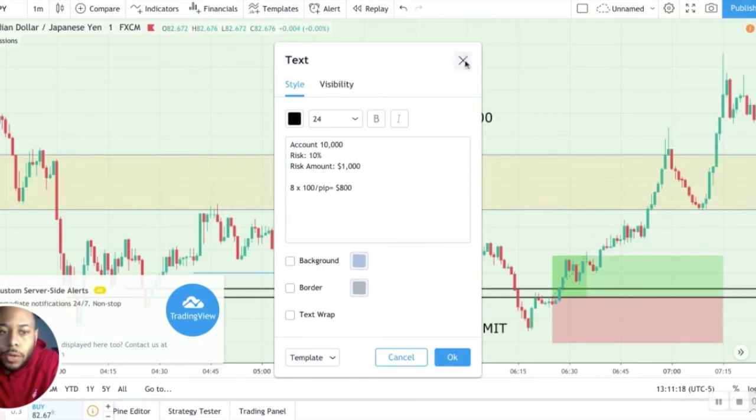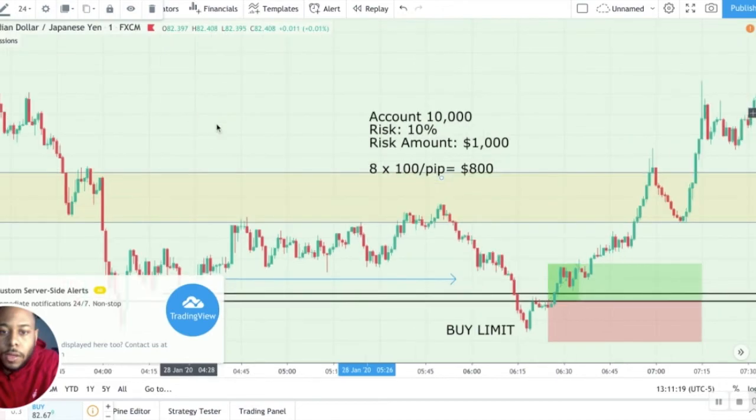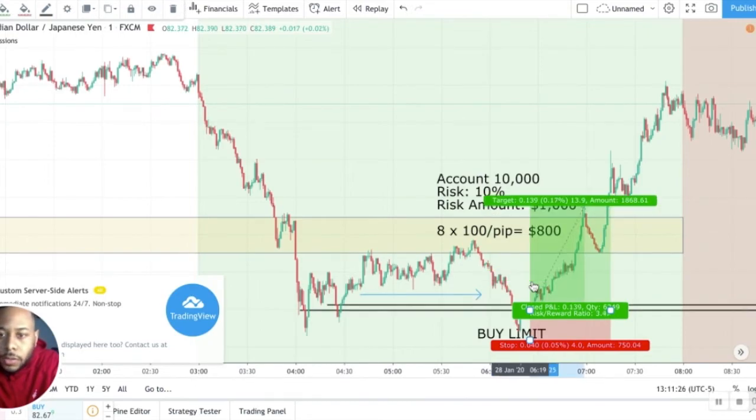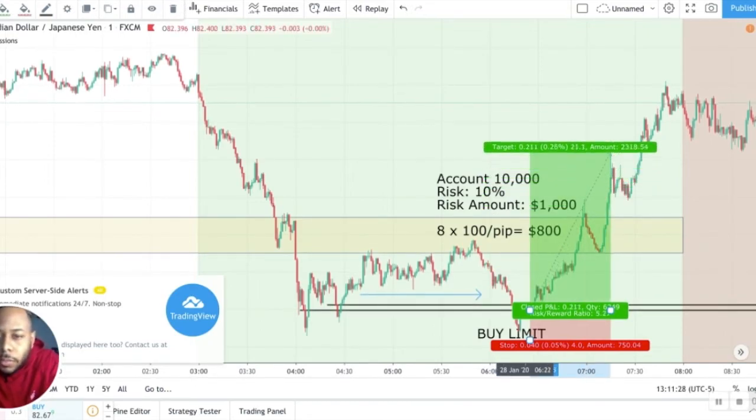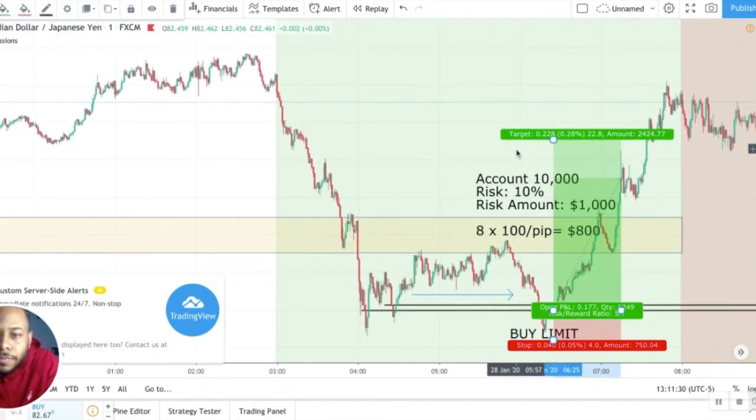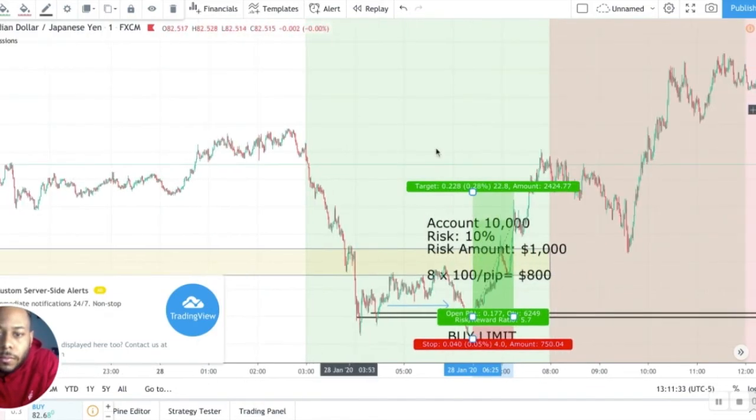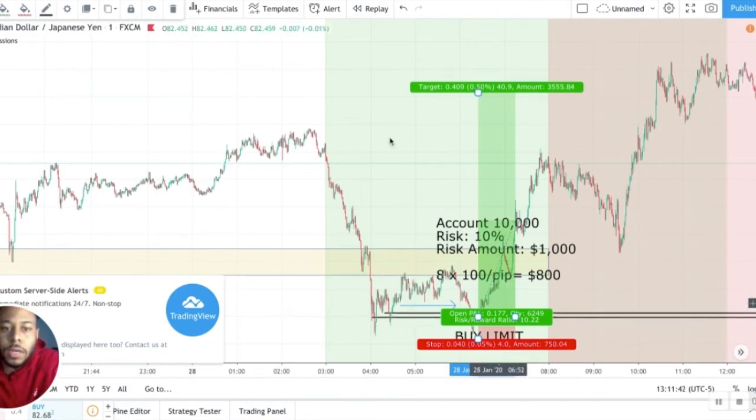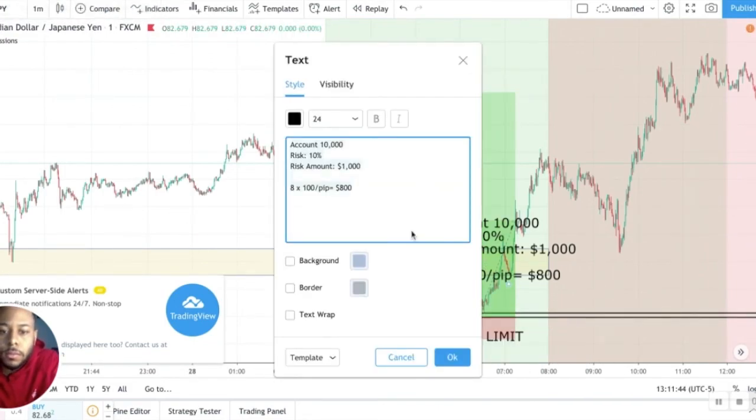My risk reward was extremely phenomenal because I am risking only 8 pips to gain about, and I believe I took profits up here. Right, so I was shooting for 40 pips. That is a 10 to 1. My risk reward is a 10 to 1. I'm taking that trade.